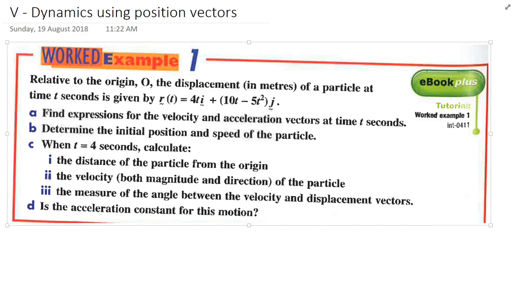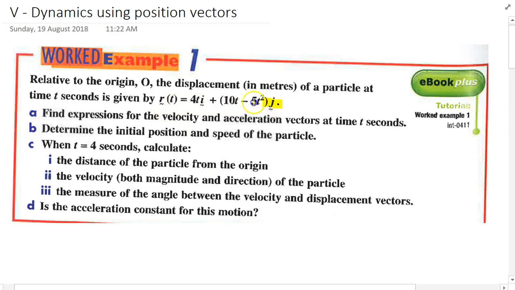All right, so jumping into our first real dynamics question using position vectors. We're given this position vector, which describes the displacement of a particle with respect to time. Our first question is: find expressions for the velocity and acceleration vectors at time t seconds. So basically we're differentiating that and then finding the second derivative as well. Nothing too difficult, I hope.